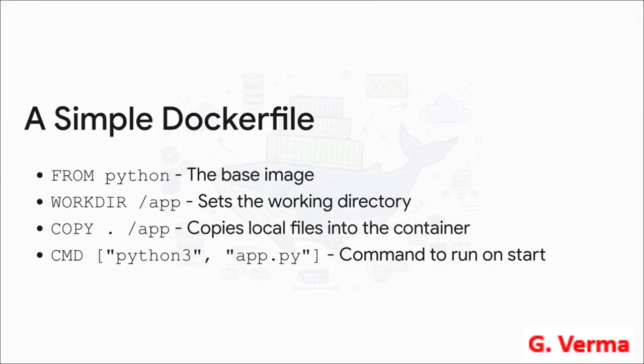Okay, the Dockerfile. This little text file is the absolute heart of building your own image. It's just a plain text file, literally named Dockerfile, with no extension. Let's quickly walk through this super simple one for a Python app. FROM python says, hey, we're starting with the official Python image as our base. WORKDIR app is like saying cd into a folder named app inside the container. COPY . app means copy everything from my current directory on my computer into that app folder inside the container. And finally, CMD tells Docker what command to run automatically when someone starts a container from this image.